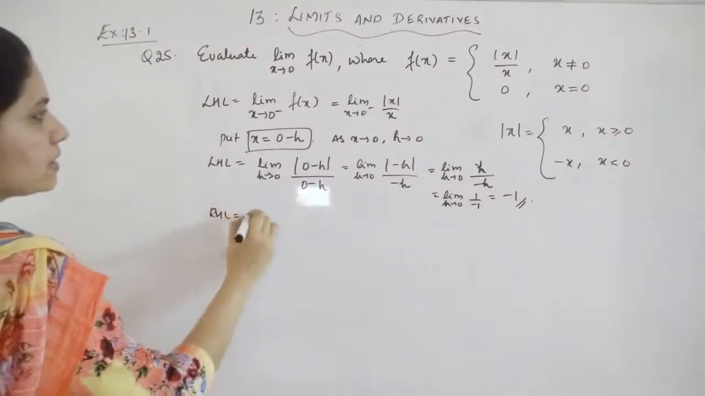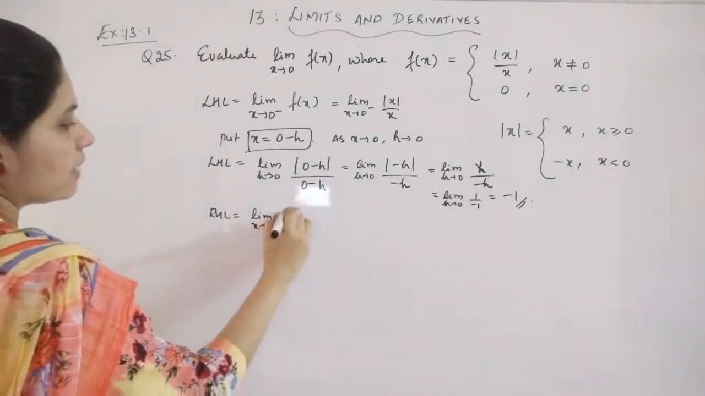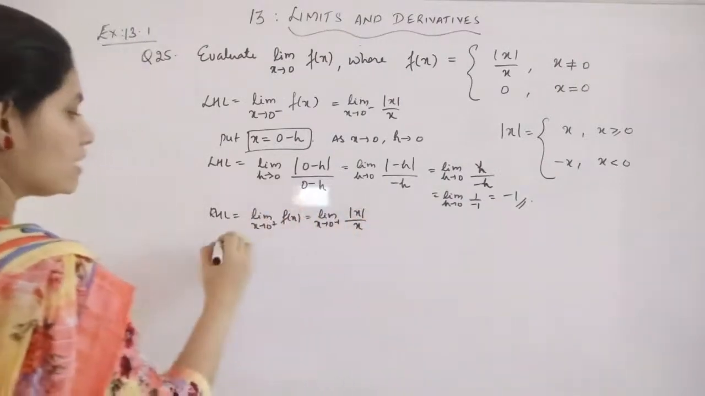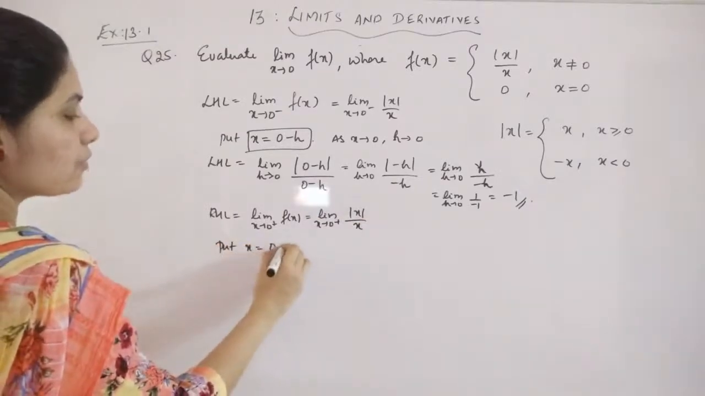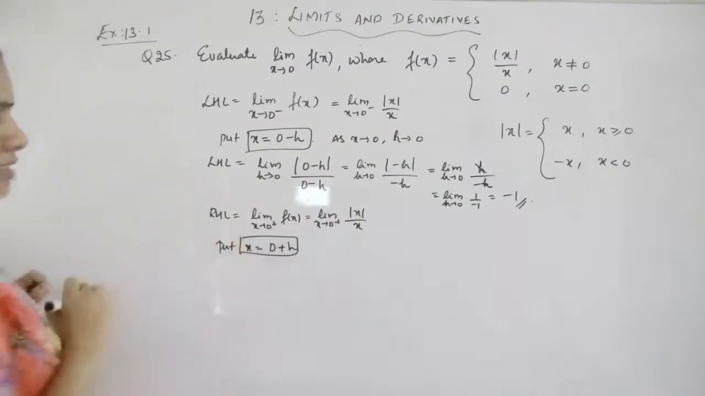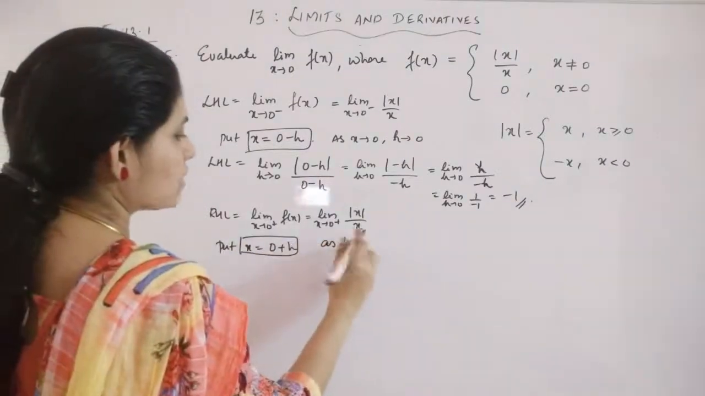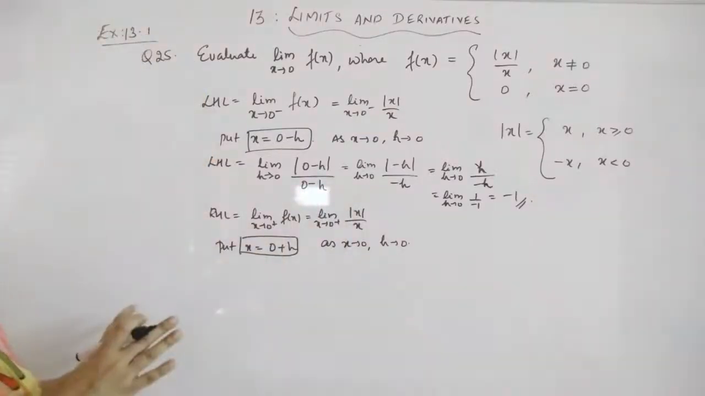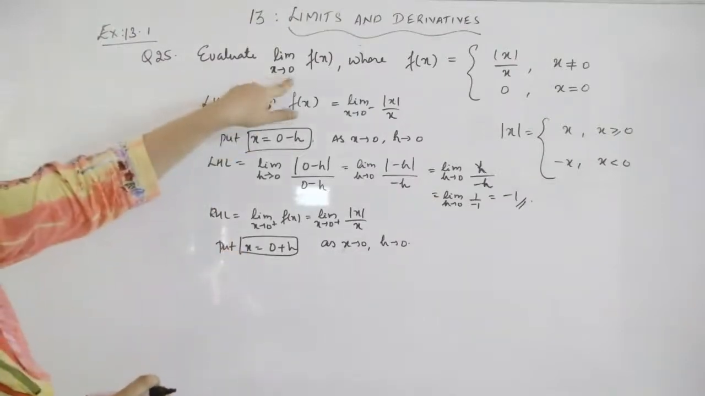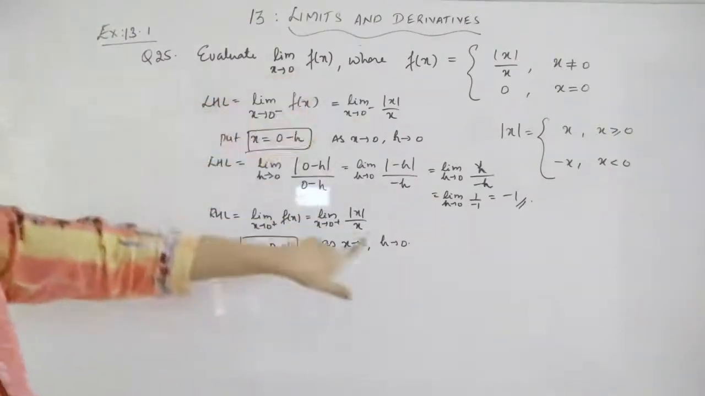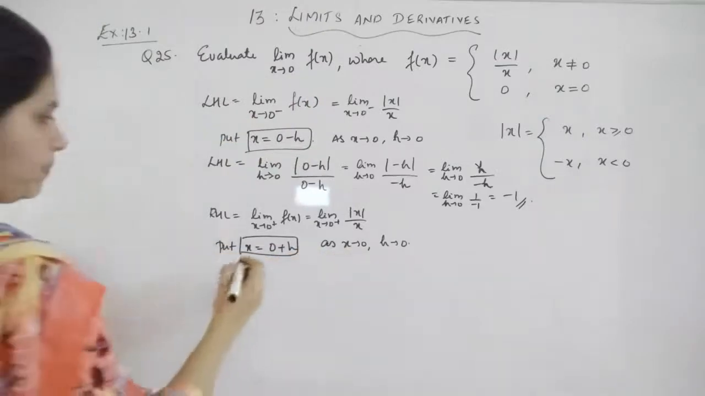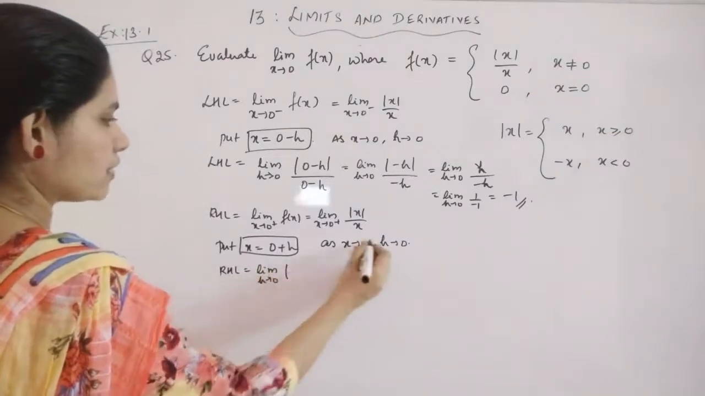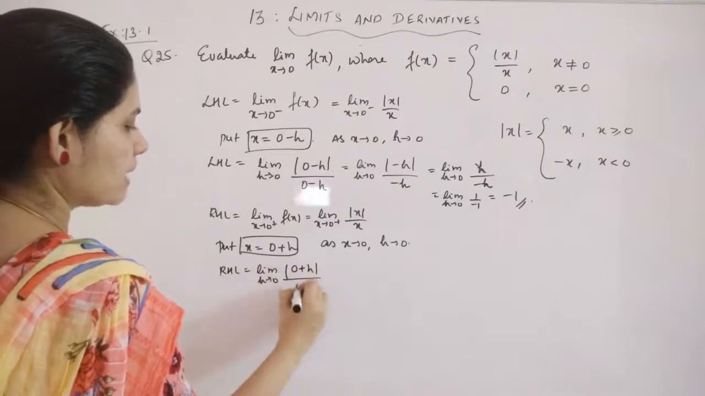Now for the right hand limit, again limit x tends to 0 plus you have f of x, which is equal to limit x tends to 0 plus mod x by x. Now we are substituting x as 0 plus h, since it is the right hand limit, and as x tends to 0, h will also tend to 0. Always h tends to 0 in any problem, but the x value depends on what limit is given, that is, at which point you have to check. So your RHL will become limit h tends to 0. Instead of x, you replace it with 0 plus h divided by 0 plus h.